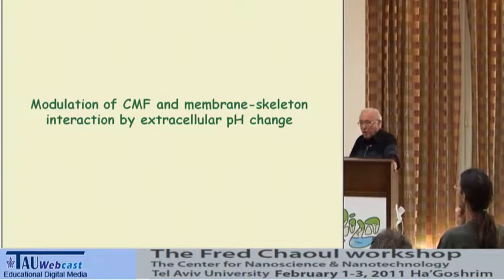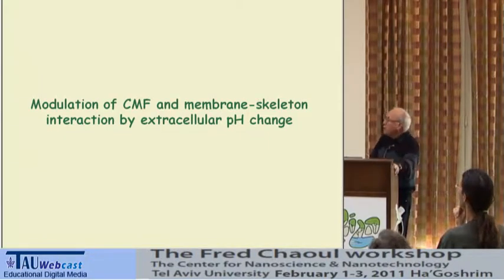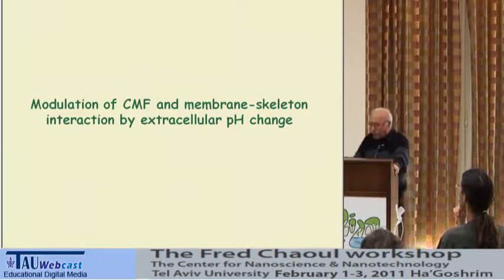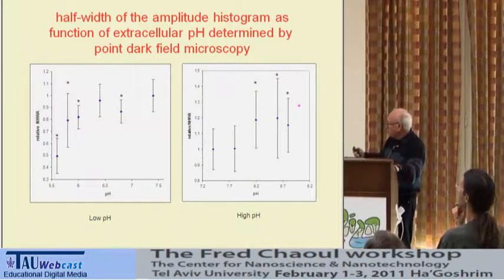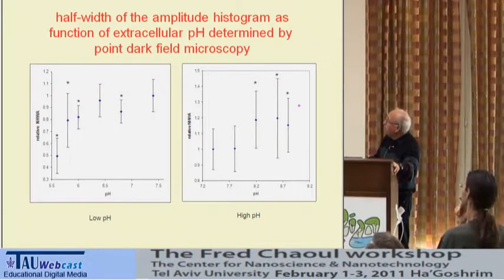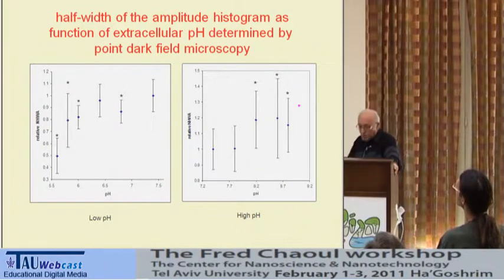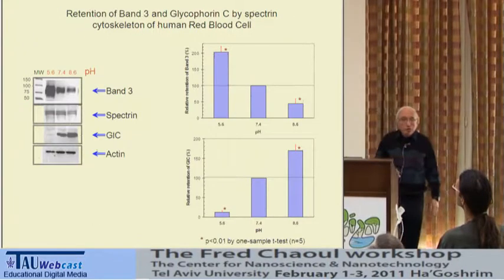Okay, so I said that I will try to demonstrate how we modulate the cell membrane-skeleton interaction by pH change. What we did, we measured by point dark field microscopy the amplitude, or the bandwidth of the amplitude distribution of fluctuation, as a function of the pH. And we chose to measure at 8.6 and at 5.6. So we see here an increase in fluctuation when the pH rises, and we see a decrease of fluctuation when the pH goes down.